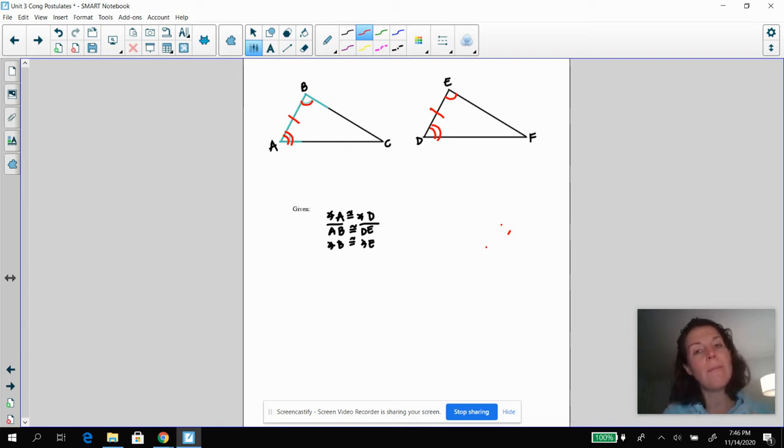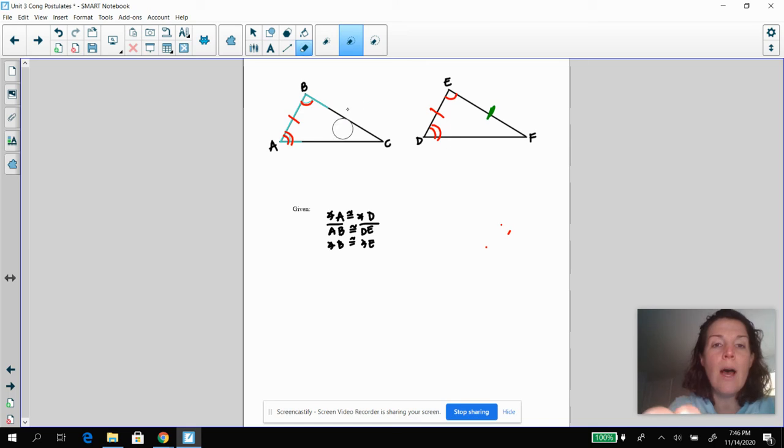Do you see how AB and DE are included sides? That's because they're sandwiched between those 2 angles. I could talk about EC here and EF, but because those are not included, so see how BC is not made up of the two angles that we're talking about, then we wouldn't consider this the same postulate.